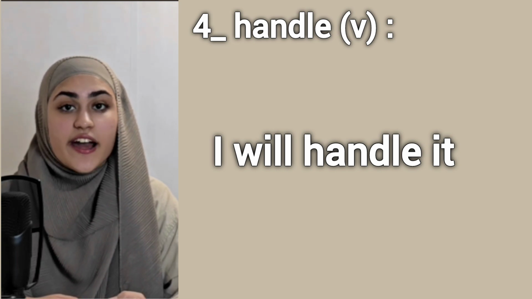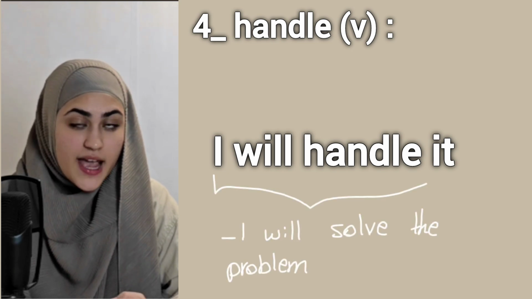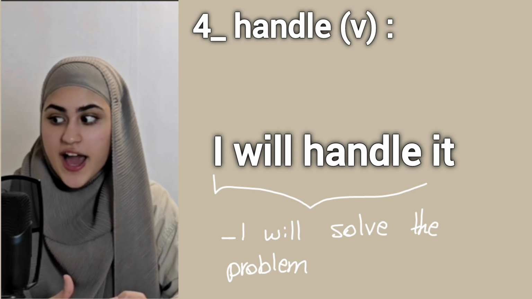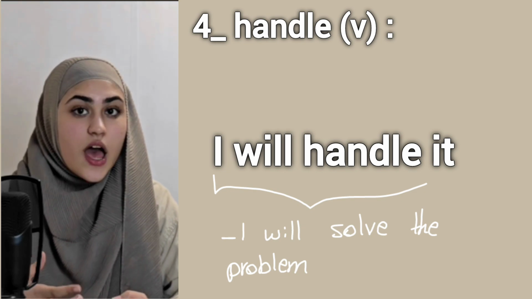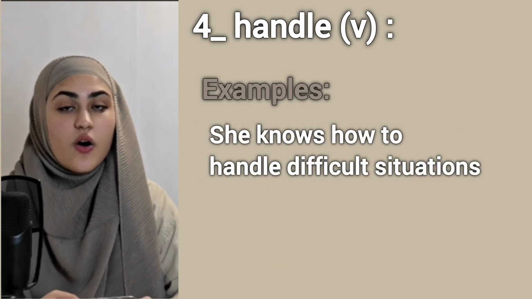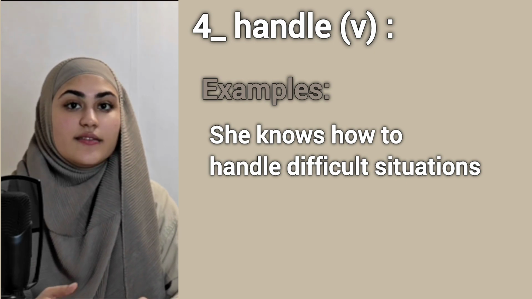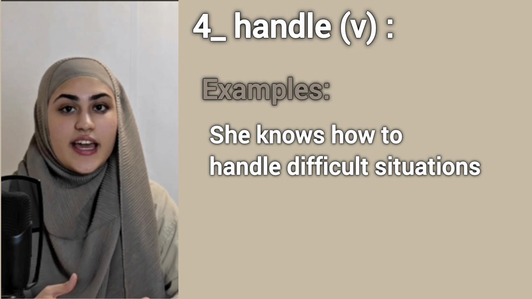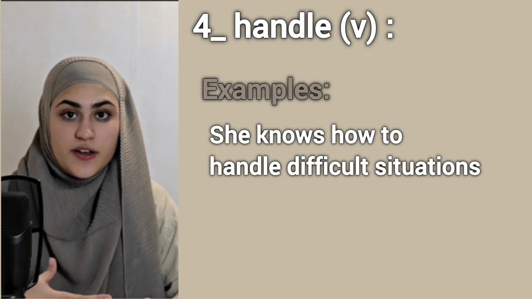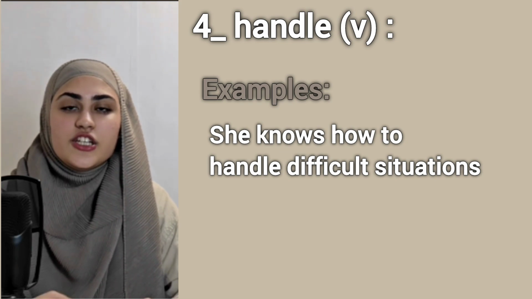I'll handle it. I will handle it. That means that I will take control and I will fix it. I will manage that and I will fix it because I am good at it. You're not necessarily saying that, but it has a meaning. How to handle things. She knows how to handle difficult situations. Well, that means that she is good at controlling difficult situations and staying calm and fixing problems. That is handling difficult situations, to manage things and to make things better. So she's good at that.